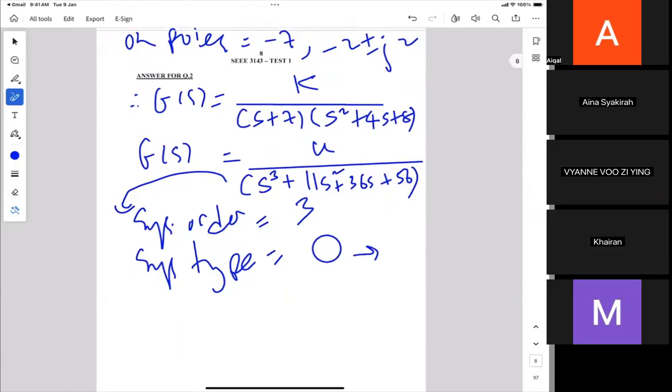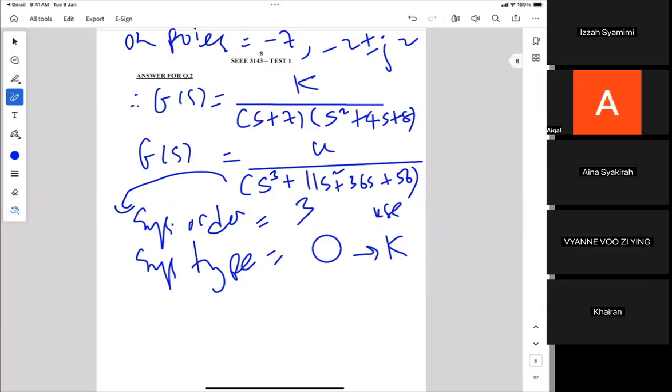So this one we use Kp, Kv, Ka. Use Kp. Do not use KK. KK is Kota Kinabalu. So we have to calculate the gain K.